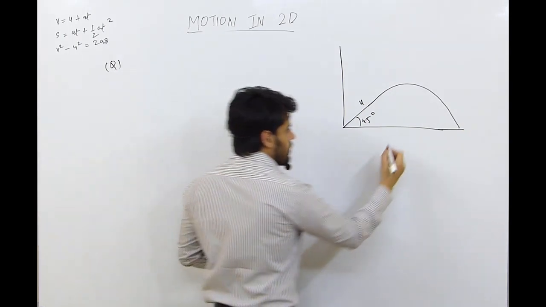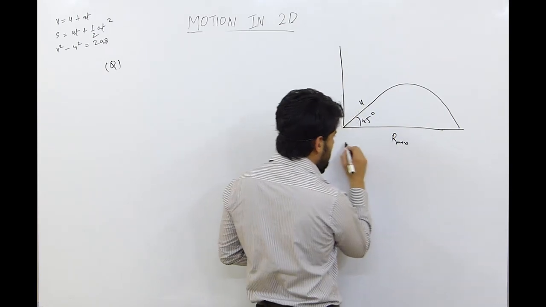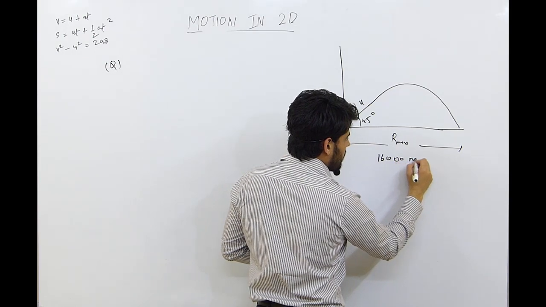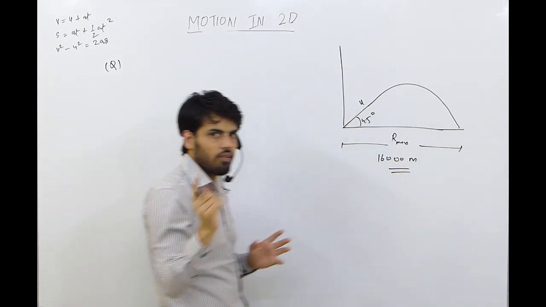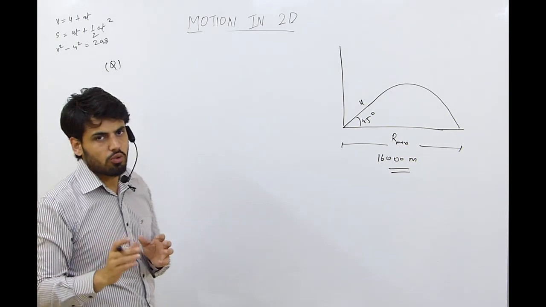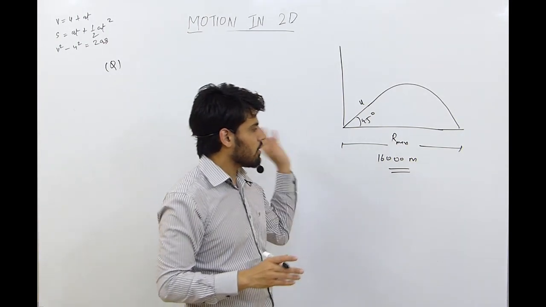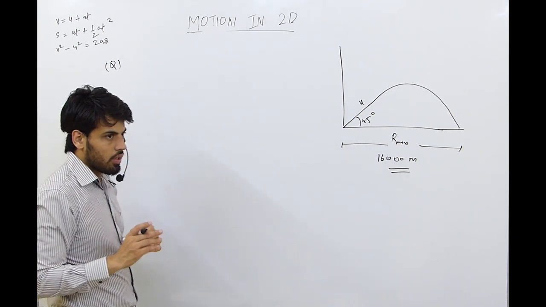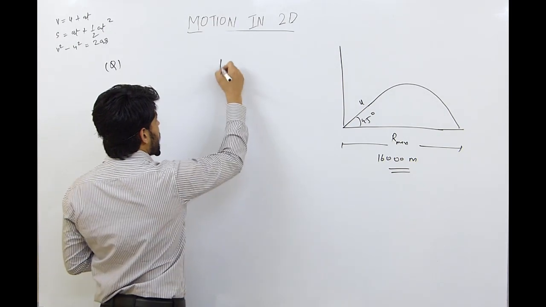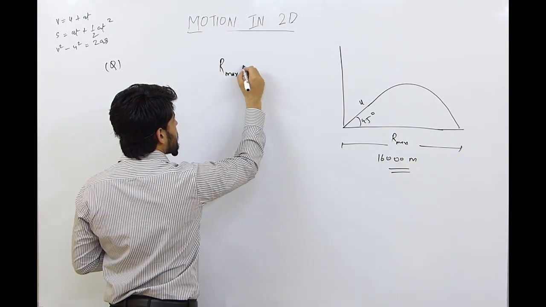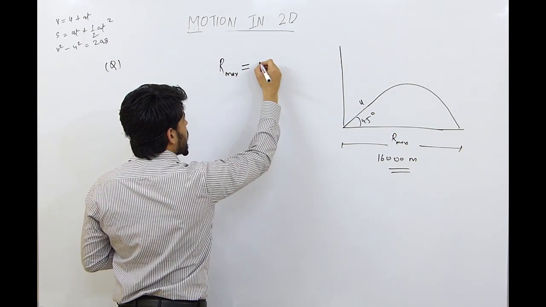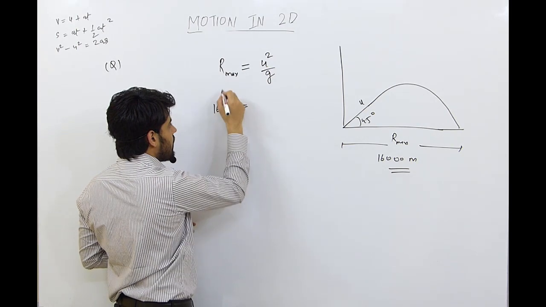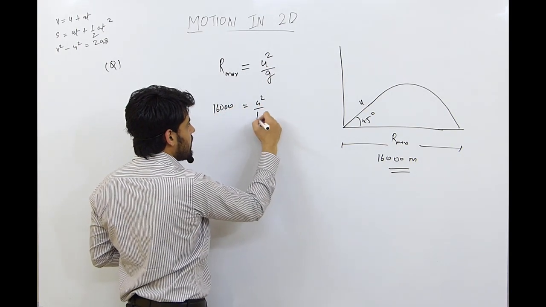Don't confuse this. So R maximum is given as 16 kilometers, which means 16,000 meters. We have to convert this into meters because we are taking g as 10 meters per second square. So we have to convert every distance unit into meters. So directly, if you remember the formula, what was the formula for R max? We don't know the initial velocity, so we will just put R max, 16,000, equals u squared by g, with g as 10.